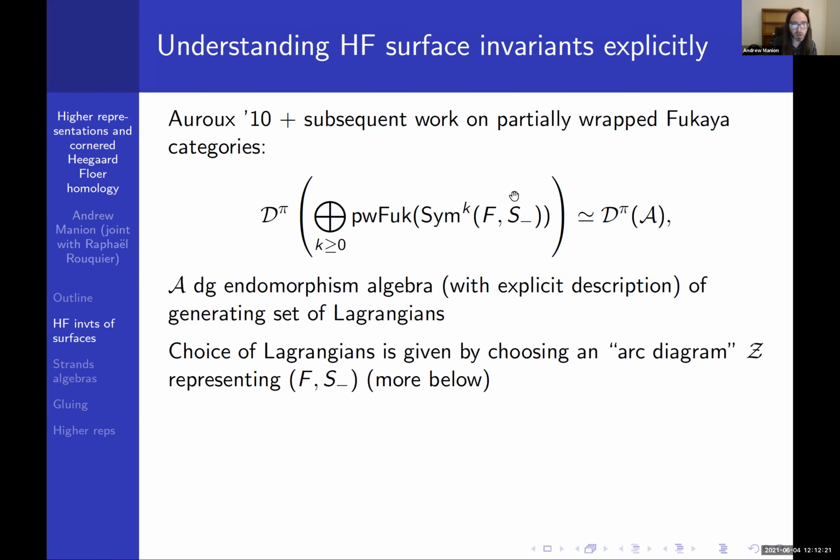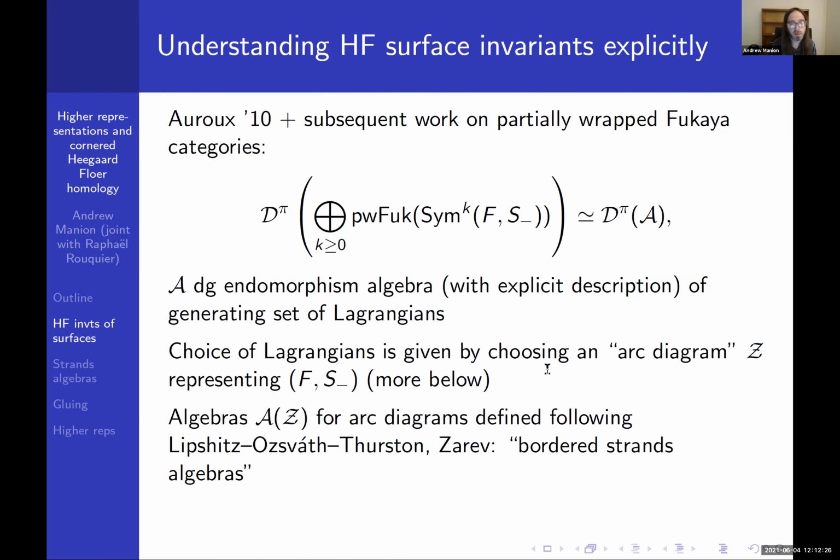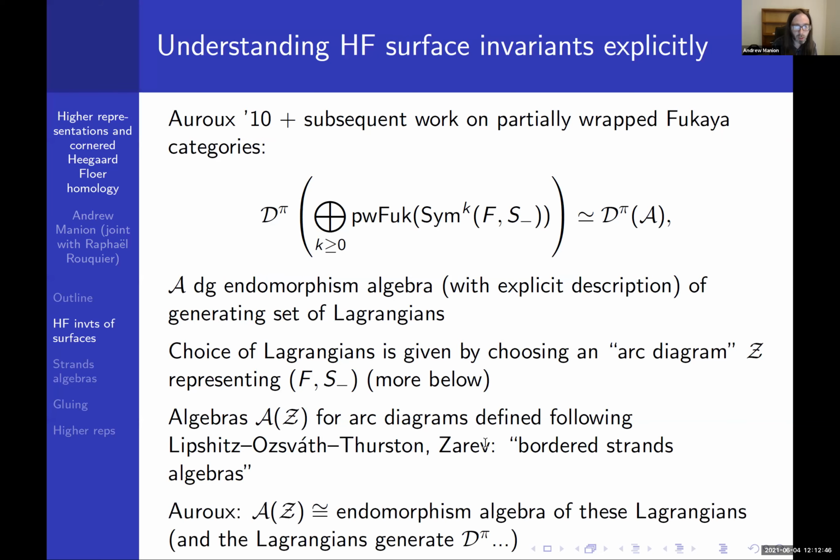But you get some Lagrangians, and then you have some endomorphism algebra. And then the other part of this is that this endomorphism algebra of the Lagrangians you get, given an arc diagram Z, admits this alternate picture-based description. And that's a kind of nice argument involving combinatorics of a certain Heegaard diagram. So that's more or less how this works. I want to say, this is due to Auroux, of course. It's probably relatively familiar to this audience. This is, for instance, in his ICM address in 2010.